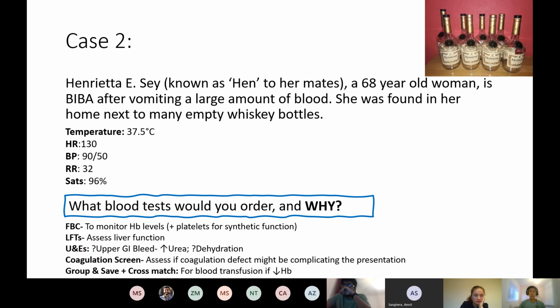Okay, onto the mod B's. We've got Henrietta Issi, known as Hen to her mates, a 68-year-old woman who's brought in by ambulance after vomiting a large amount of blood. She was found in her home next to many, many empty whiskey bottles. What blood tests would you... Oh, these are her obs. What blood tests would you order and why?